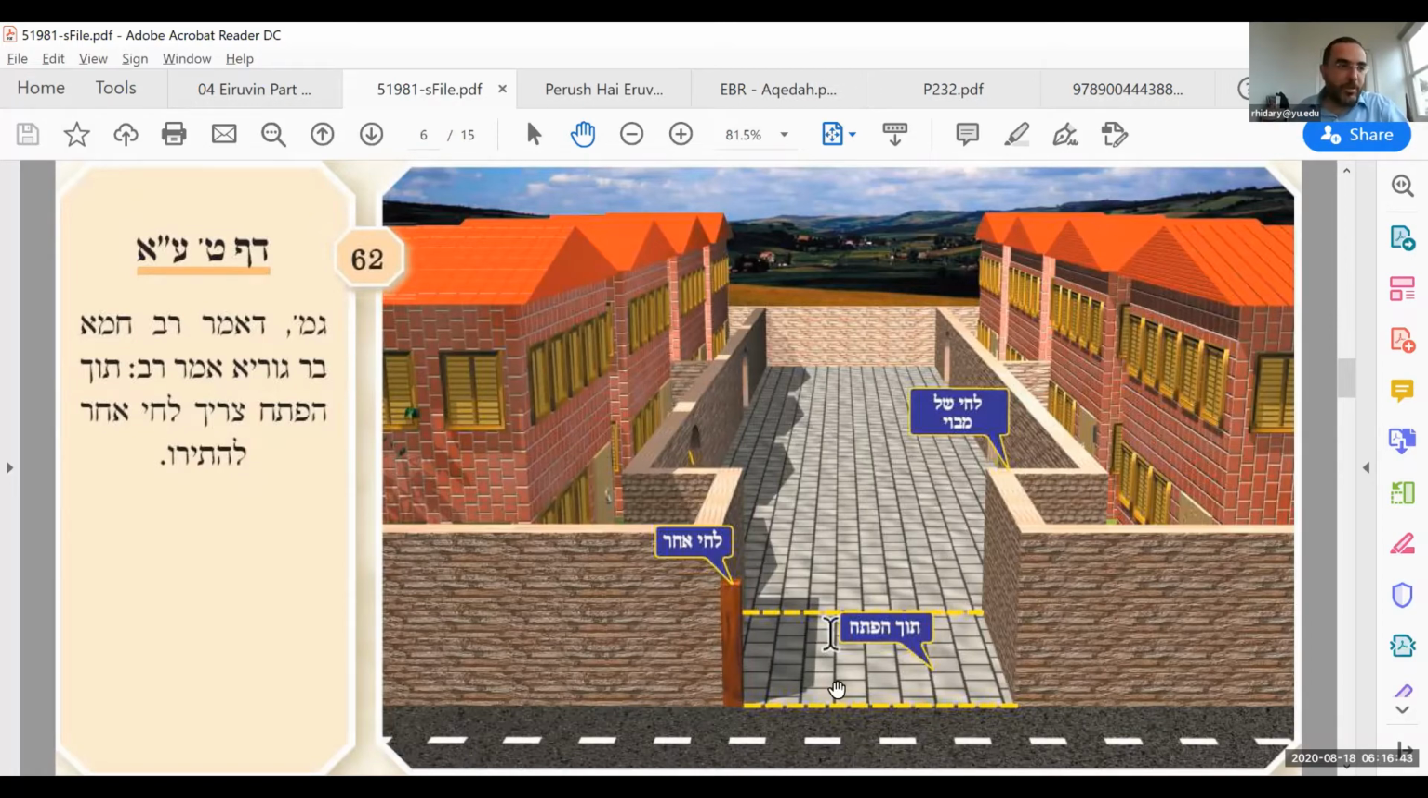Now you should be making a face, right? What do you mean if it's a Karmelit? Right, if this is a Karmelit, then I'm not allowed to carry here. But if this is Reshut Rabim, I am allowed to carry here. It should be the opposite, right?